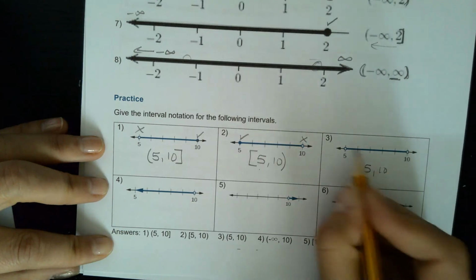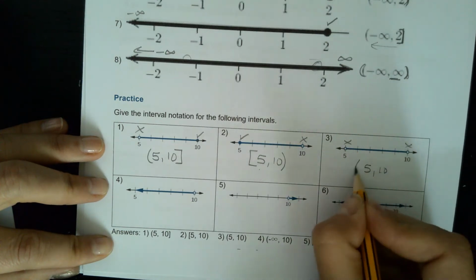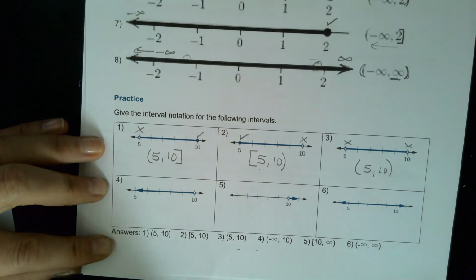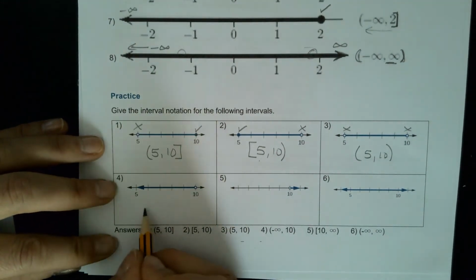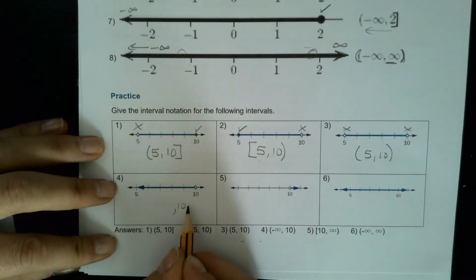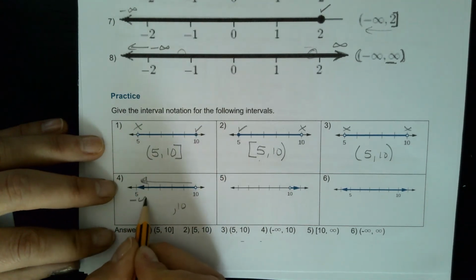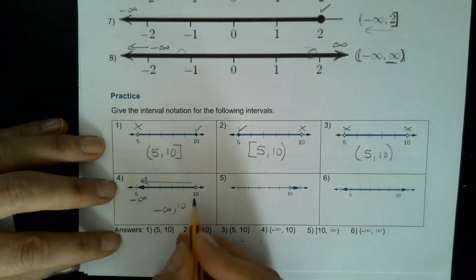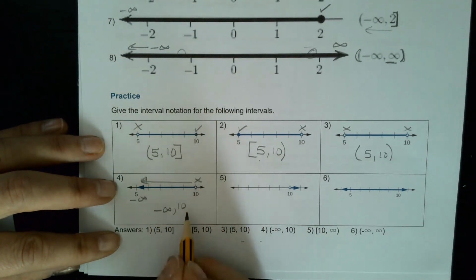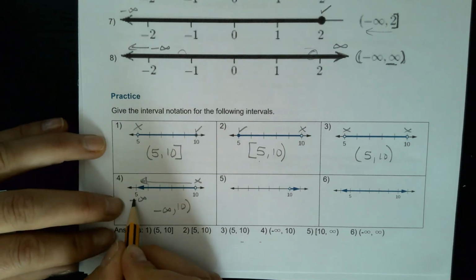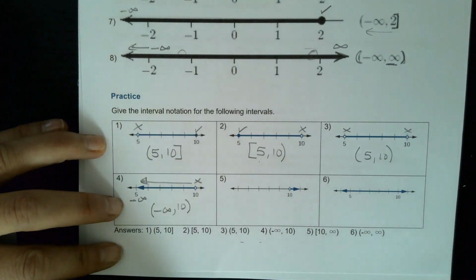These are both open circles, so it says don't include those in your answer. And here it says 10, but it goes all the way down. It just has an arrow. It doesn't have a point. So this arrow means it's going towards negative infinity. So this is an open bracket, so don't include it. And whenever we have infinity, it's a round bracket.